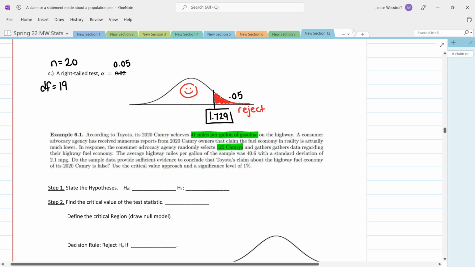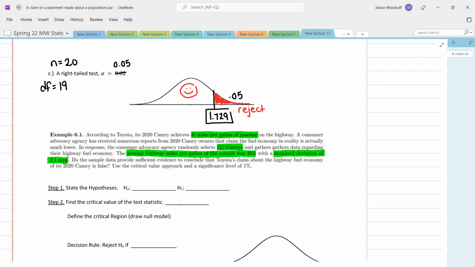The average highway miles per gallon of the sample was 40.6. So the average of the sample is 40.6 with a standard deviation of 2.1. Do the sample data provide sufficient evidence to conclude that Toyota's claim about the highway fuel economy of its 2020 Camry is false? Use a critical value approach and significance level of 1%.